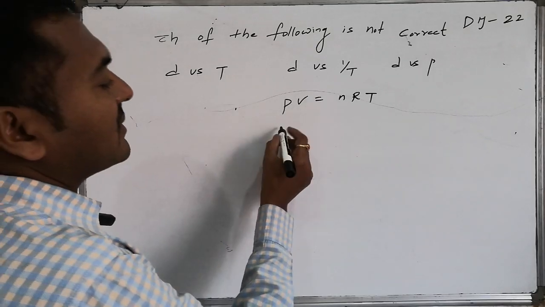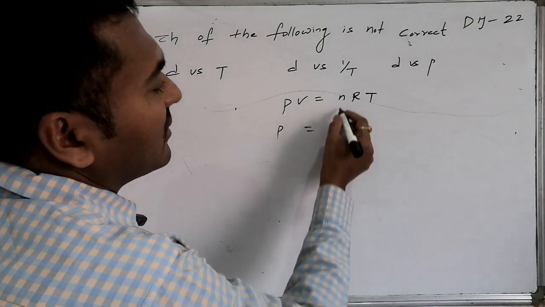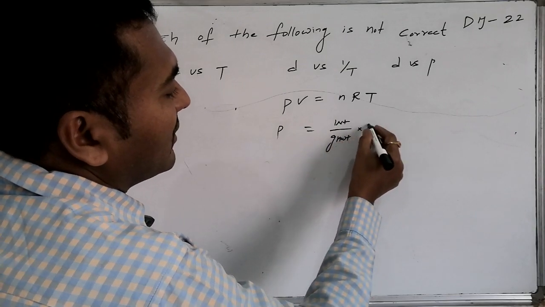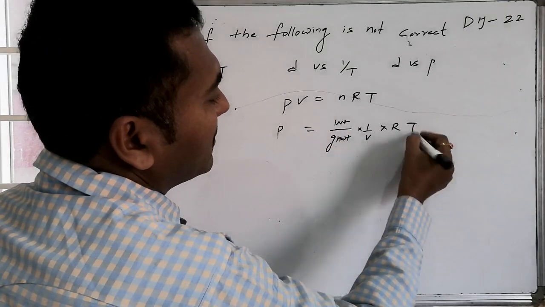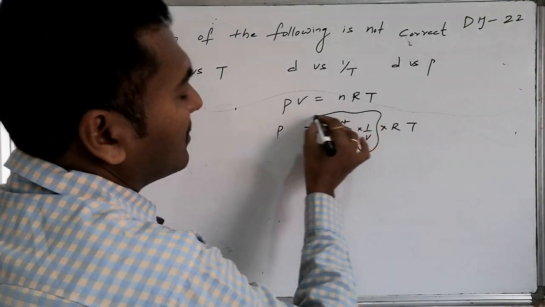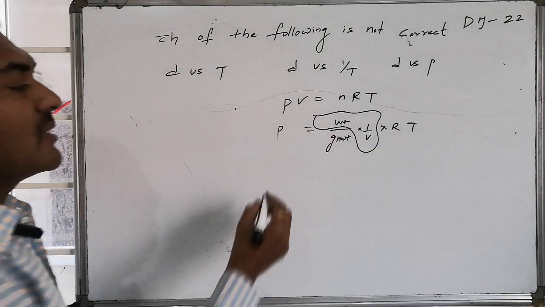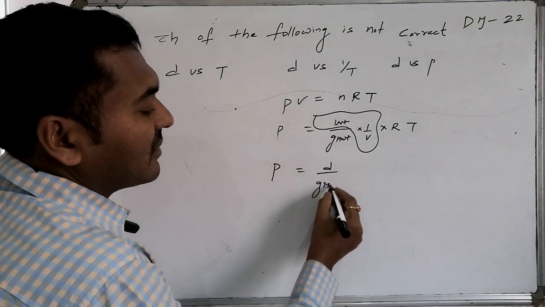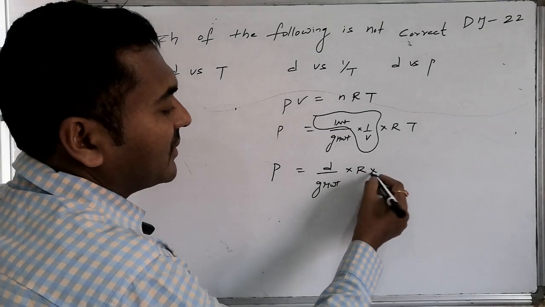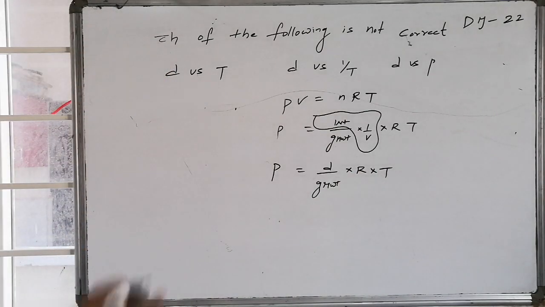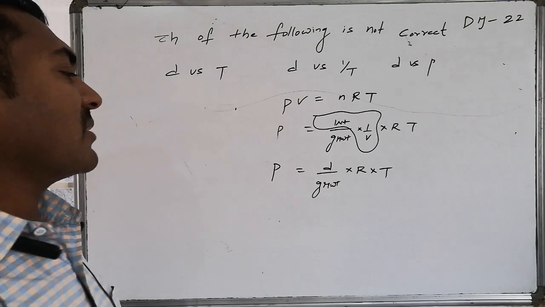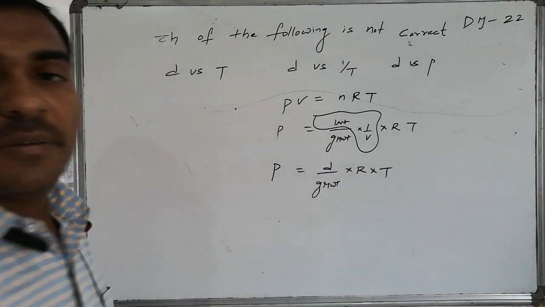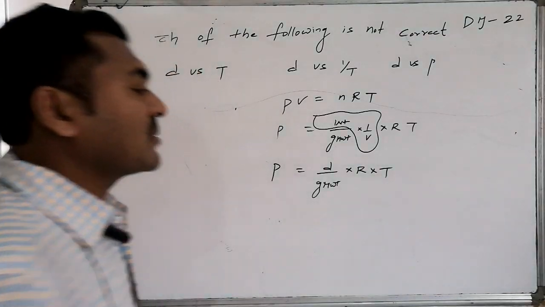Here density becomes equal to mass upon volume, whereas number of moles becomes equal to weight upon gram molecular weight, into 1 by V into RT, whereas this weight upon volume is known as density. So if I write, pressure is equal to density by gram molecular weight into R into T. All of these graphical interrelations are with respect to one particular gas. Therefore gram molecular weight remains constant, R value remains constant, temperature also remains constant.